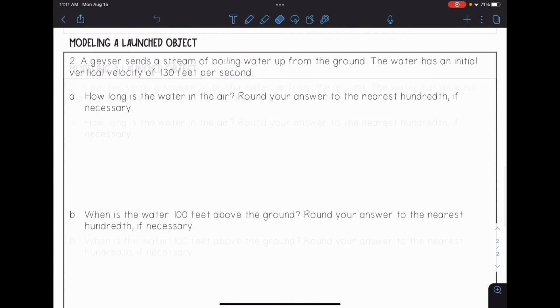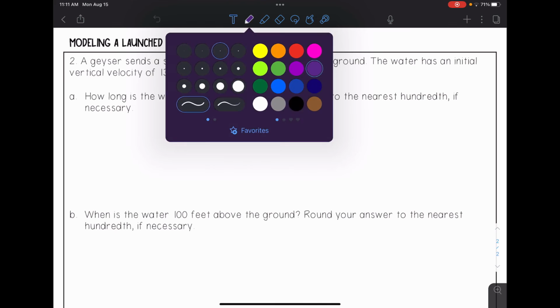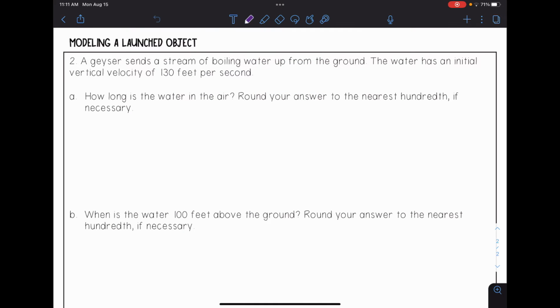Okay, let's look at another problem. So number 2 says a geyser sends a stream of boiling water up from the ground. The water has an initial vertical velocity of 130 feet per second. How long is the water in the air? Okay, so this one is, again, a launched object, so I know that my formula is h equals negative 16t squared plus v naught t plus h naught. So I need to figure out what my h is, my v naught, and my h naught.